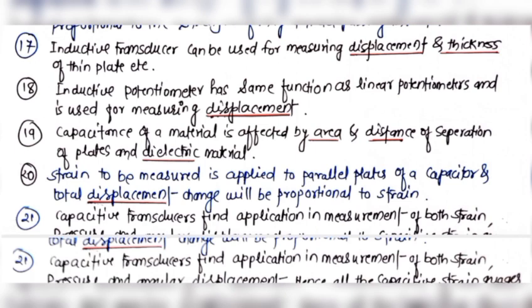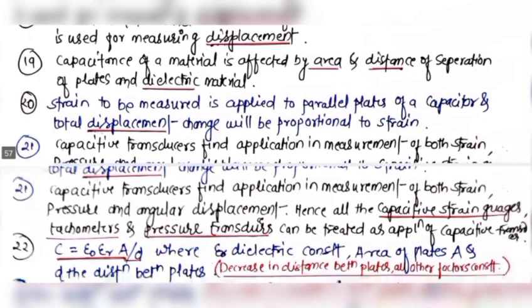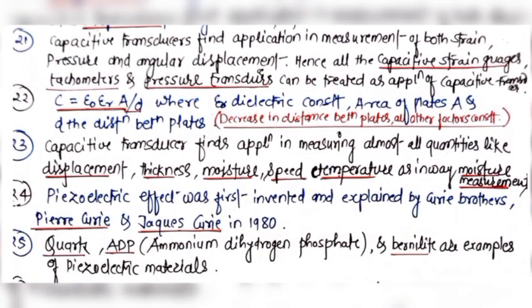Capacitance of a material is affected by the area and distance of separation of the plates and the dielectric material. The strain to be measured is applied to the parallel plates of a capacitor, and the total displacement change will be proportional to the strain. Capacitive transducers are applied in measurement of both strain and pressure, and angular displacement. Hence, capacitive strain gauges, tachometers, and pressure transducers can all be treated as applications of capacitive transducers.